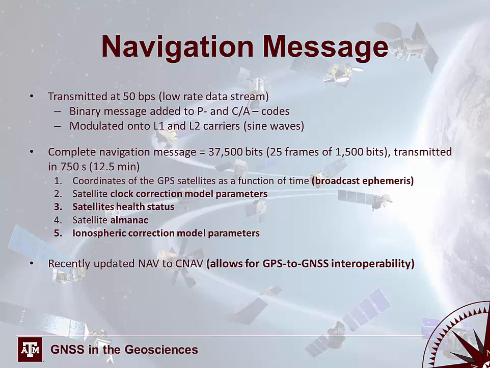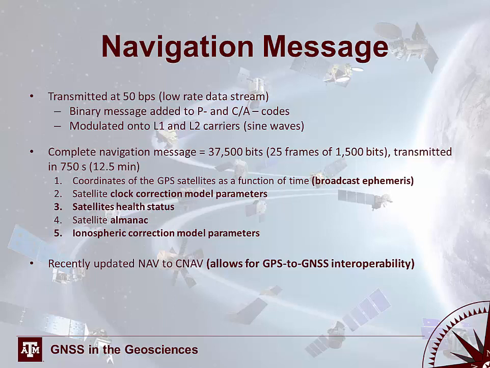Now that we have the CA code and the P code, we need some additional bits of information. So additional bits of information would be where the satellites are currently located, where they're expected to be located. How do we correct for that ionospheric delay? So ionospheric correction model parameters. This is all contained within the navigation message. So the navigation message is a binary message which is added to both the P and the CA codes. So once again, it's modulated on the L1 and L2 carrier frequencies. So the complete navigation message is 37,500 bits, and it's transmitted in approximately 12.5 minutes, 12 and a half minutes.